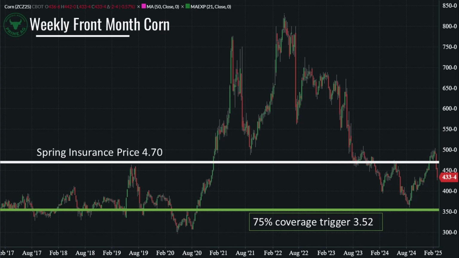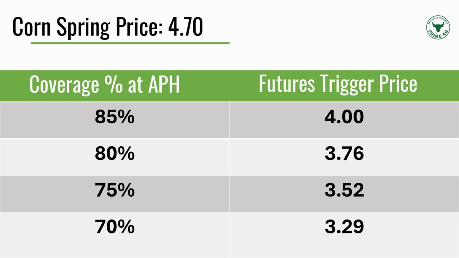We'll take a quick look at that weekly front month corn chart. The white line across the board there, you've got a 470. That's your spring insurance price. Now, the key important level to keep in mind, though, is if you just have a 75% revenue protection policy, your trigger price on an indemnity payment at your APH doesn't actually kick in until about 352 on the board. That's quite a discrepancy, and we feel like guys really need to know where these levels are at. Here's your table showing the different coverage levels at APH.